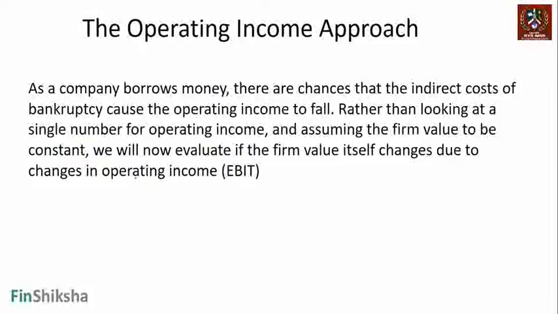So effectively, as the company borrows money, there are chances that the indirect costs of bankruptcy cause the operating income to fall. If the operating income will fall, then it's possible that because of this, the free cash flow to firm will fall. And hence, rather than looking at a single number for the operating income and just saying that cost of capital has to be minimized, what we are saying is that we will now evaluate if the firm value itself changes because of change in the operating income, right?